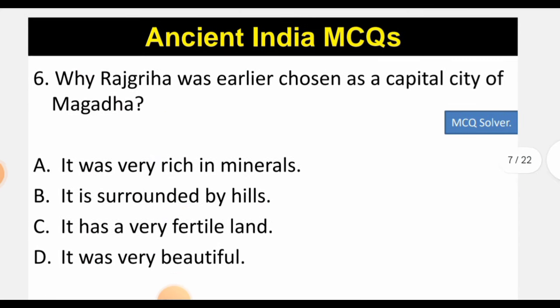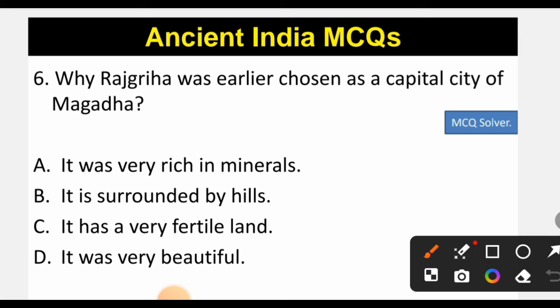Now let's come to question number 6. Why was Rajgriha earlier chosen as the capital city of Magadh? Magadh first selected Rajgriha as the capital city, and then it was changed to Patliputra. But the reason why Rajgriha was selected as the capital city of Magadh, the correct option will be option B, that is it is surrounded by hills.